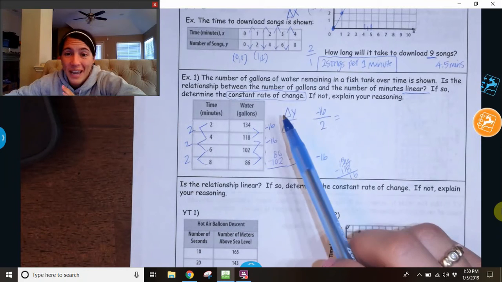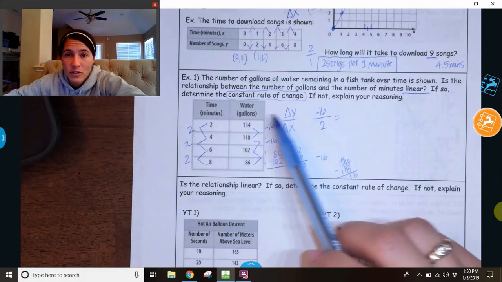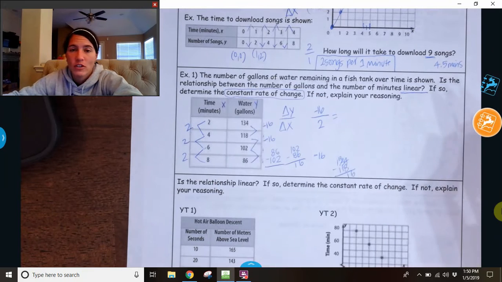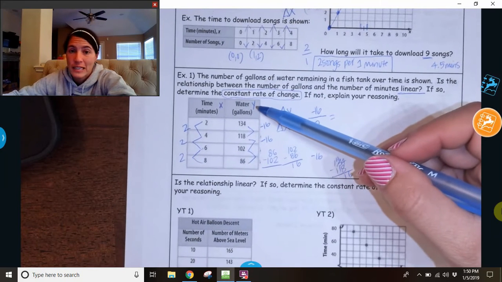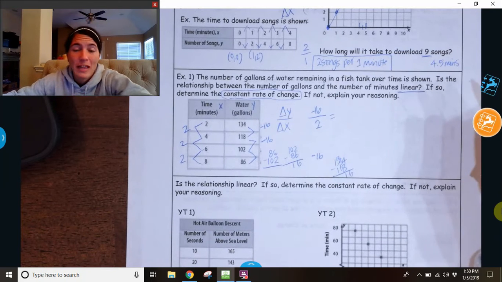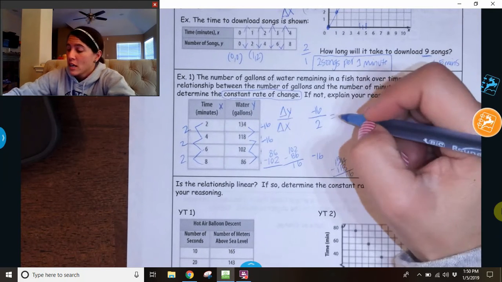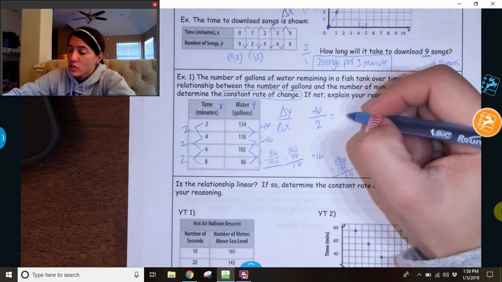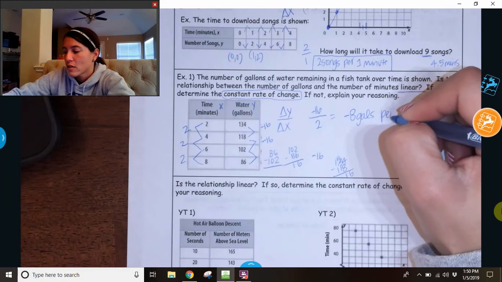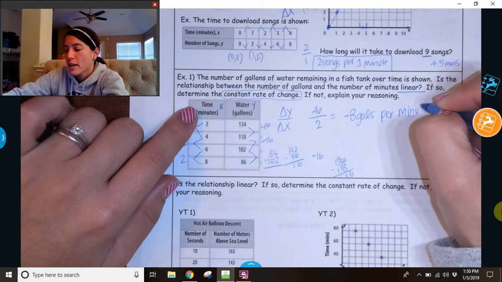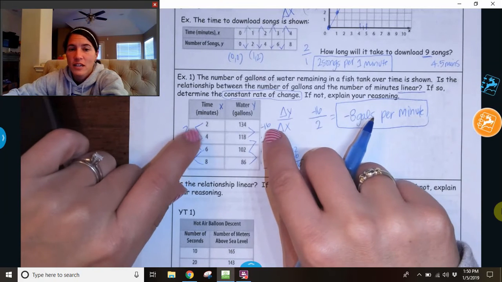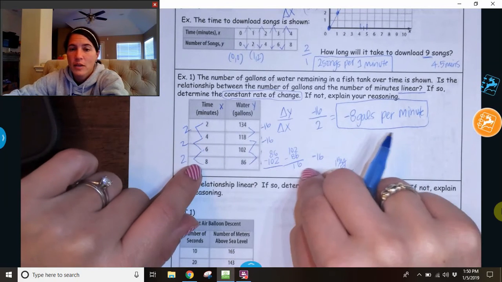So again, to find the rate of change, it's the change in y values over the change in x values. That is your rate of change. And the y in this instance is the water, so negative 16 gallons of water. Now, because it's negative, that means we must be losing water. And then you want to reduce: negative 16 over 2 is negative 8. So negative 8 gallons per minute. That is my rate of change, and it is constant because it's always the same rate.